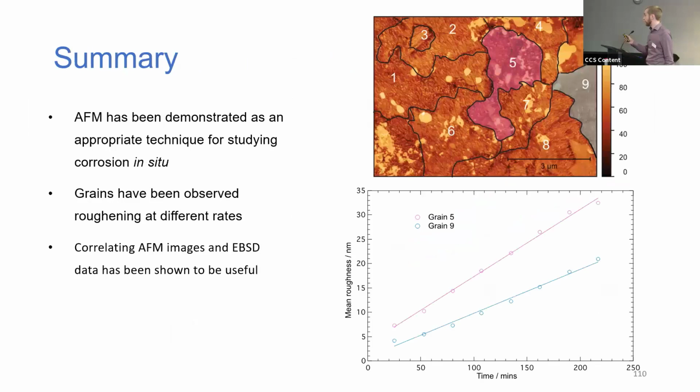So we have shown that AFM is an appropriate technique for looking at corrosion as it happens. We have also observed that between different experiments, different roughening rates of the entire sampled area, and we've determined that this is due to the grains that I touched down on and then subsequently imaged. We've also done a bit of correlation between AFM images and EBSD data to distinguish the phases and work out what they're doing differently.